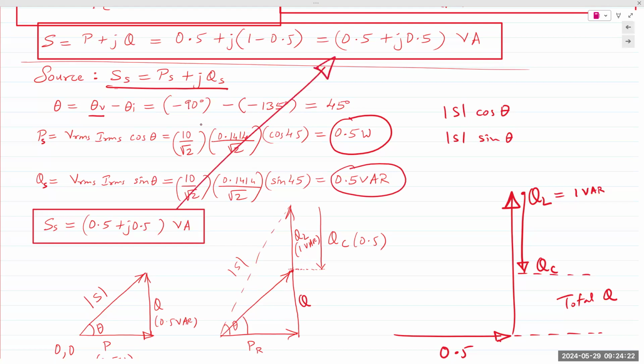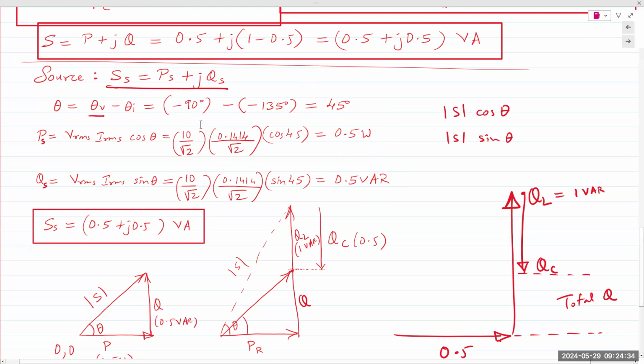Exactly the same as this. Right? Now, the only thing, of course, is that this does not give you the individual QL and QC.